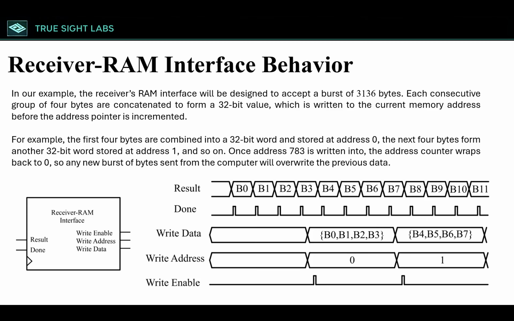For example, the first 4 bytes are combined into a 32-bit word and stored at address 0. The next 4 bytes form the next 32-bit word stored at address 1, and so on. Once address 783 is written, the address counter wraps back around to 0, so any new burst sent from the computer overwrites the previous data.